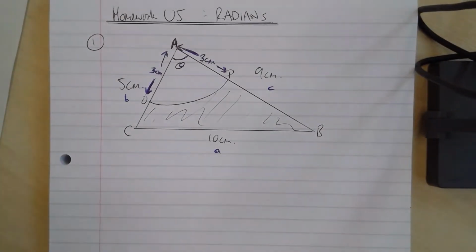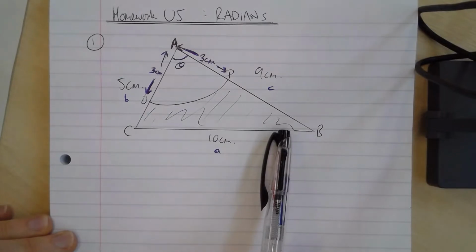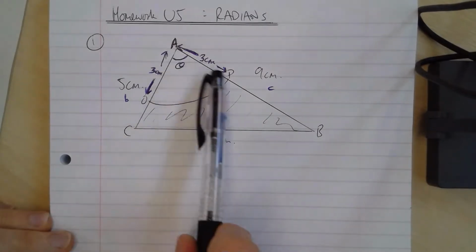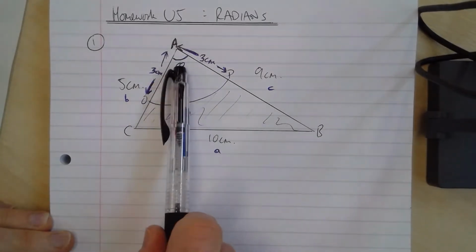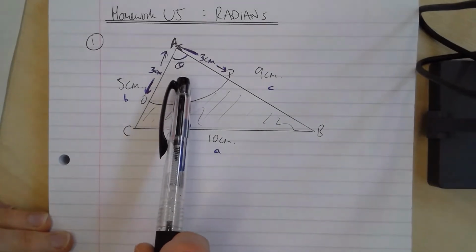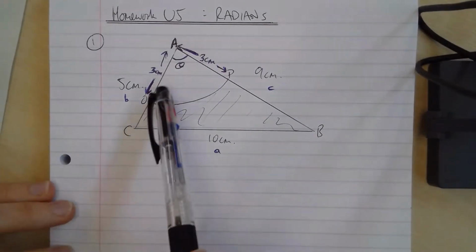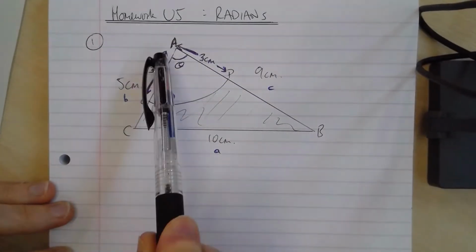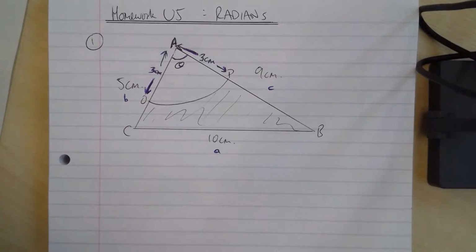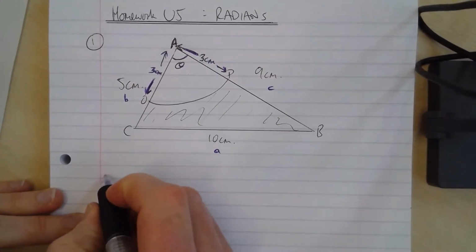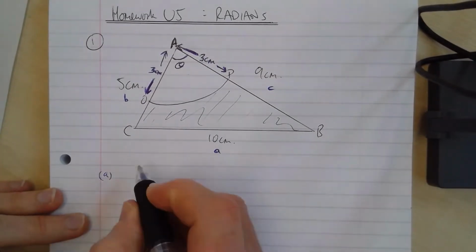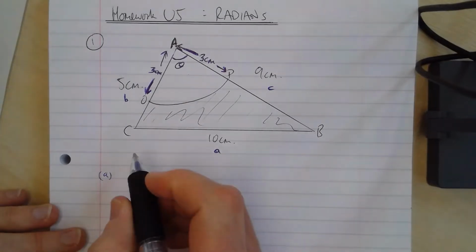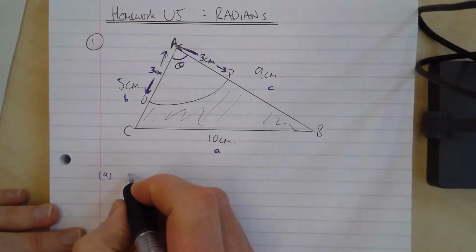Okay, homework Q5, the radians homework. I've got the diagram here from the sheet and annotated it slightly: 3 centimeter radius, and I've put theta there for the angle that we're trying to find first of all. We've got 3 sides of the triangle, so that's a cosine rule problem. 3 sides, 1 angle is a cosine rule problem for part A.